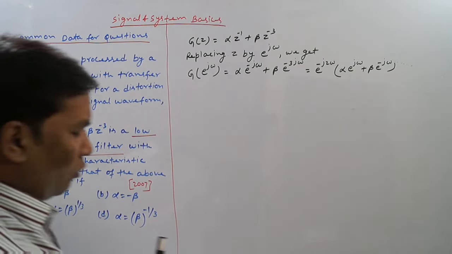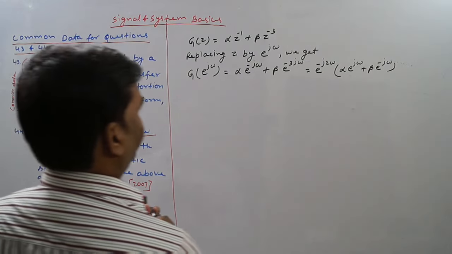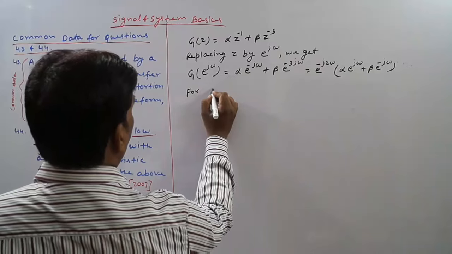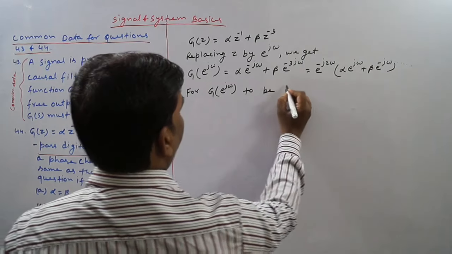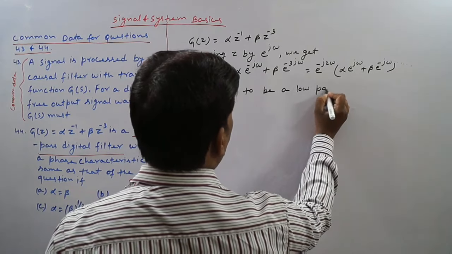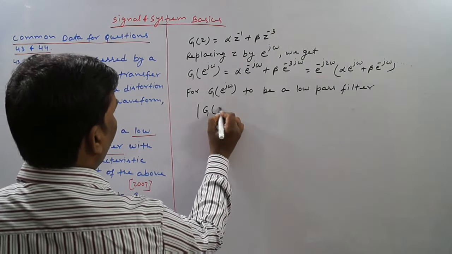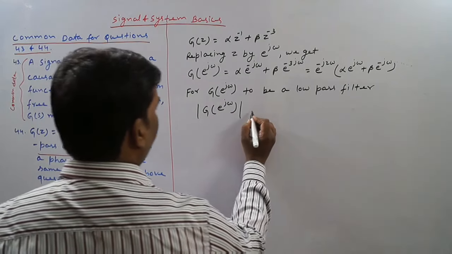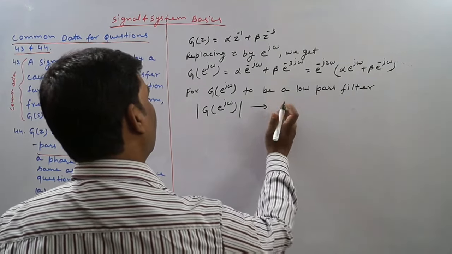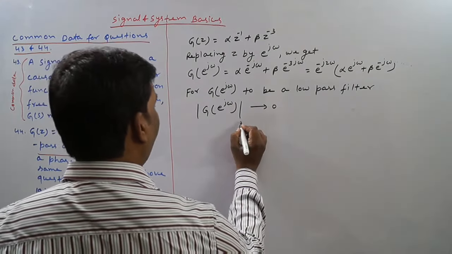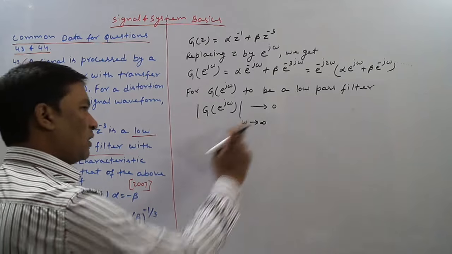At first, it is a low pass filter, so for G(e to the power j omega) to be a low pass filter, mod G(e to the power j omega) must tend to 0 when omega tends to infinity. Okay, so this must tend to 0.